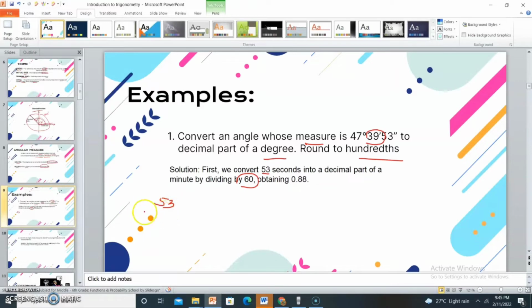So first is the 53 seconds, divide it by 60, equals 0.88. Plus, add it to 39 minutes, equals 39.88. Divide that by 60, equals, plus 47 in this degree, equals, that's the answer. So let's try it in the pattern.